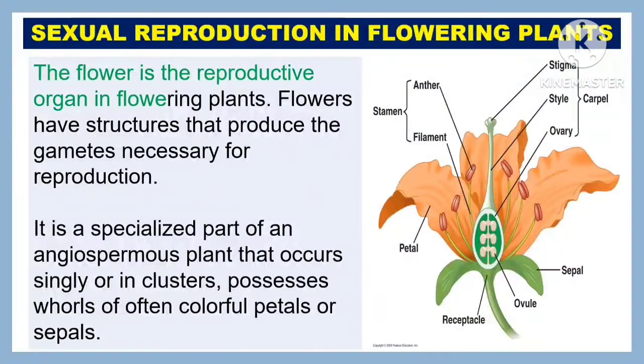Another one is the sexual reproduction in flowering plants. The flower is the reproductive organ in flowering plants. Flowers have structures that produce the gametes necessary for reproduction. It is a specialized part of an angiospermous plant that occurs singly or in clusters, possesses whorls of often colorful petals or sepals.